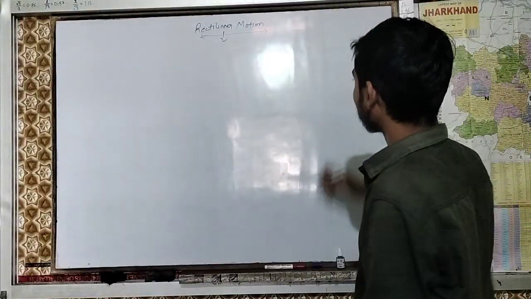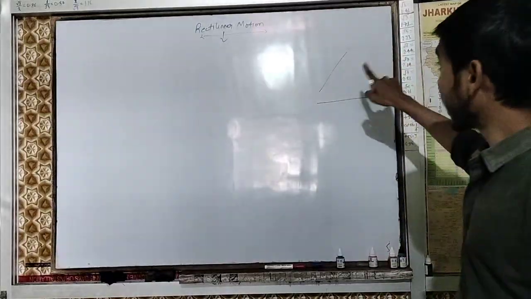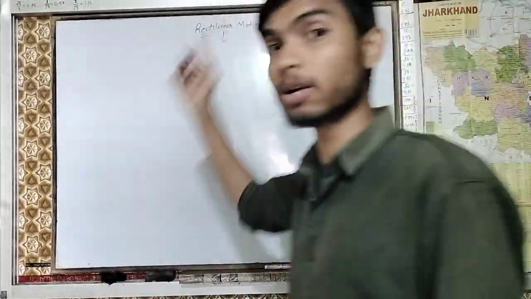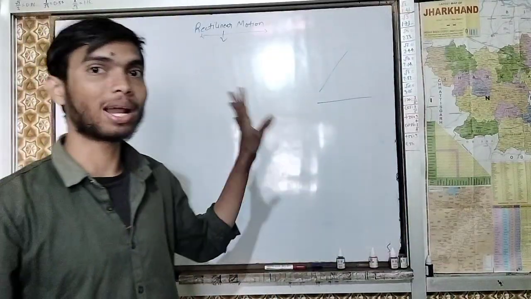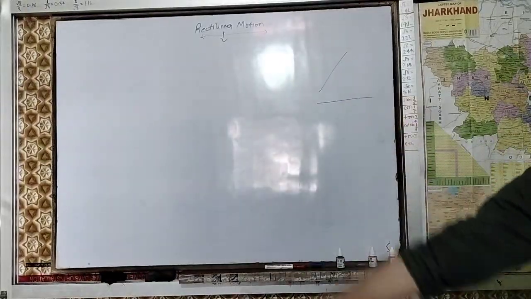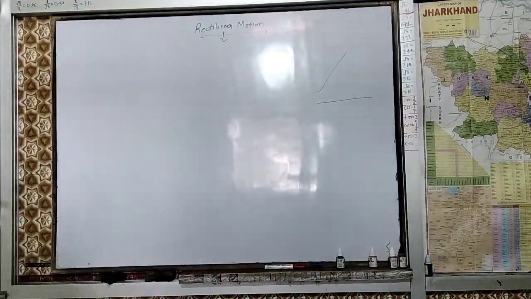The axis can be completely horizontal or completely vertical. And it can also be neither completely horizontal nor completely vertical, but still one axis. So we can consider this as one axis along which the particle can move. This type of motion is nothing but rectilinear motion.